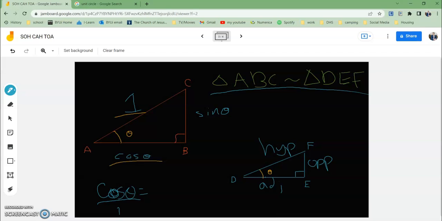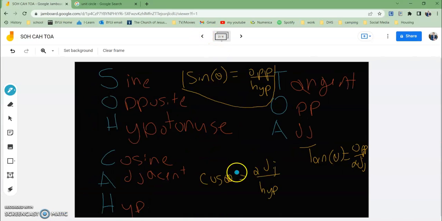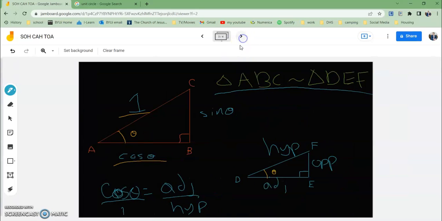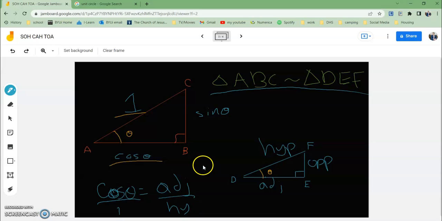Alright, so cosine divided by 1 should be the same thing as the adjacent over hypotenuse. Hey, and that's exactly what that is. Cosine equals adjacent over hypotenuse. That's what the CAH part is. And then we can do the same thing for sine.